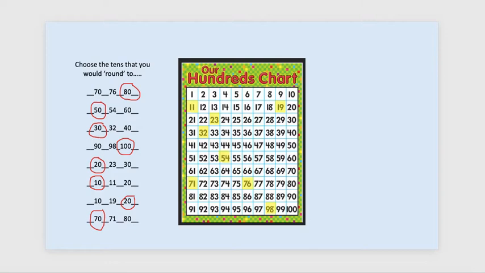Now, if I was going to round to the nearest 10, these would be the answers. I circled them in red. Rounding to the nearest 10. So because of this 6, I went up. Because of the 4, I went down. Because of this 2, I went down. And on and on.